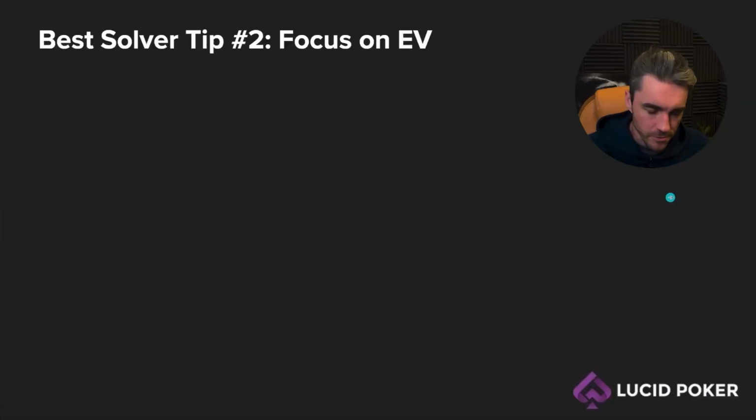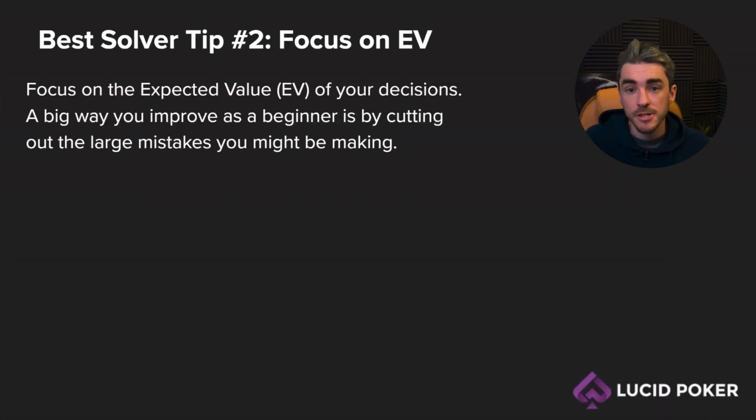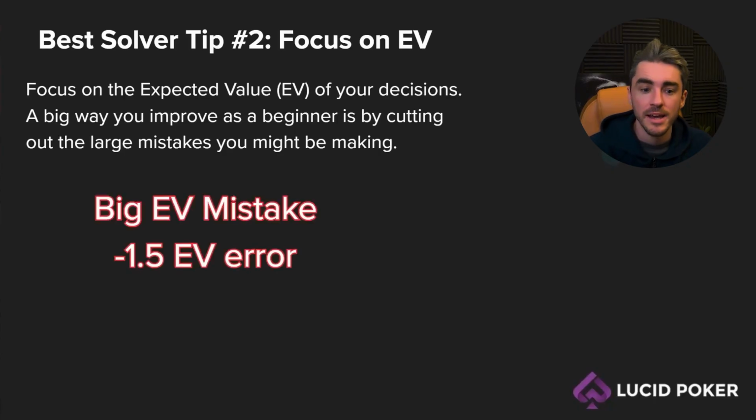The second tip when it comes to using a solver, if you're a bit less experienced, is to focus on EV. EV stands for expected value. It is a measurement of how many chips or big blinds you expect to win in the long run with various actions with your hands. Obviously aces, for example, would have the highest EV preflop.